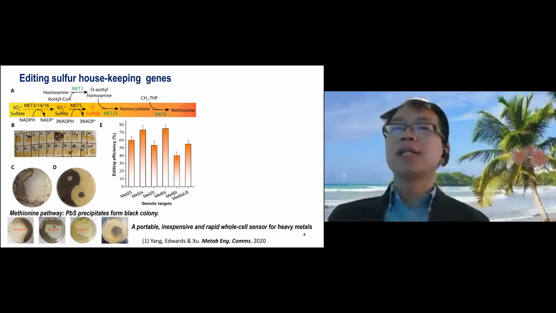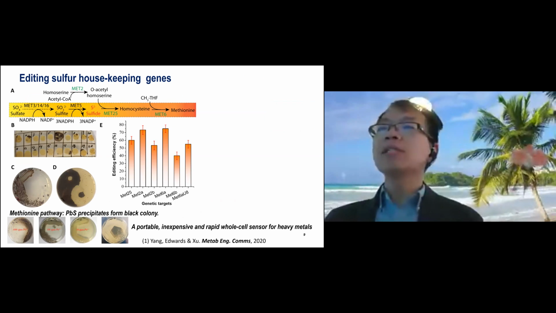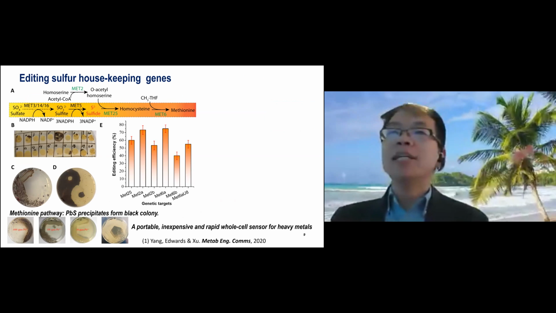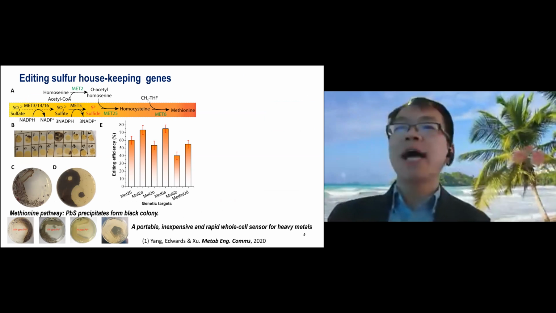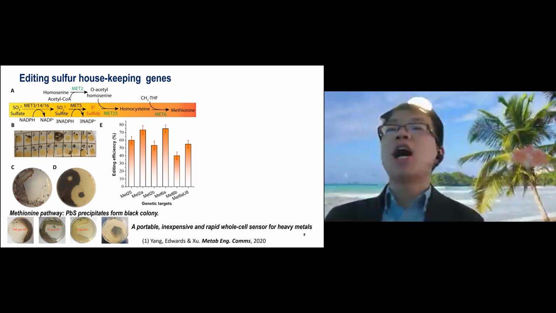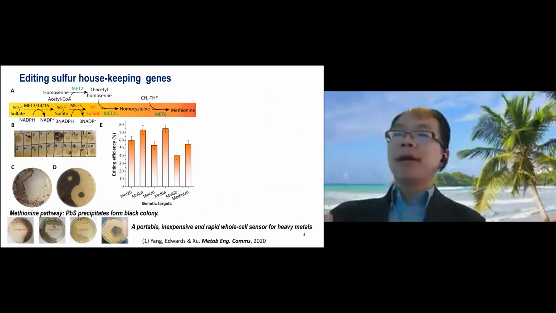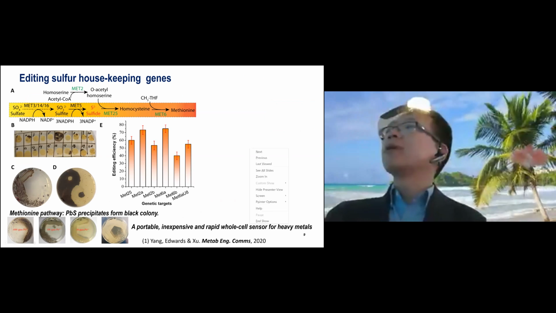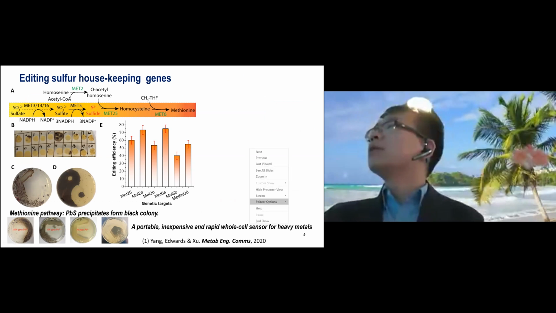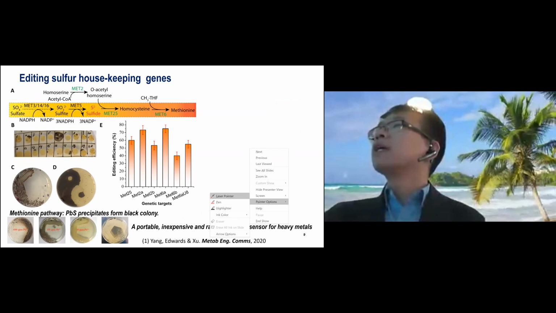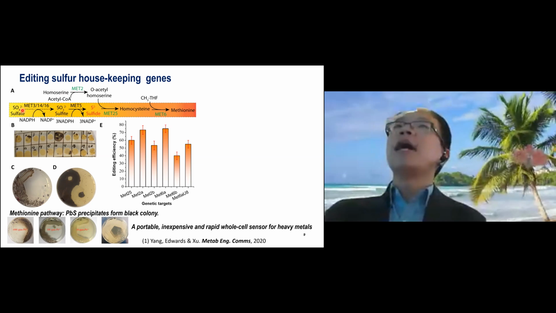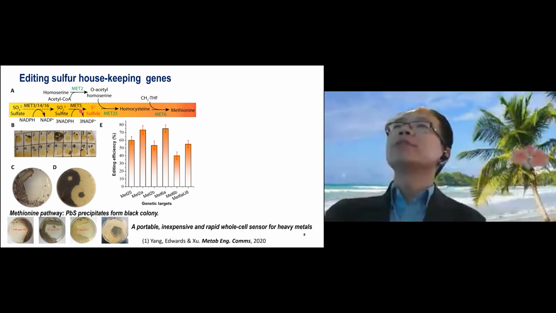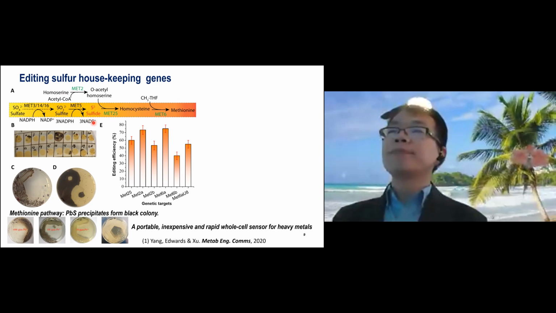Methionine is a sulfur-containing amino acid. The biosynthetic pathway of methionine involves a number of sequential reduction reactions from sulfate to sulfite. For example, the SO4 goes to the S2-. Maybe I can use the laser pointer. So you see here, the SO4 sulfate is eventually reduced to the S2- sulfide.